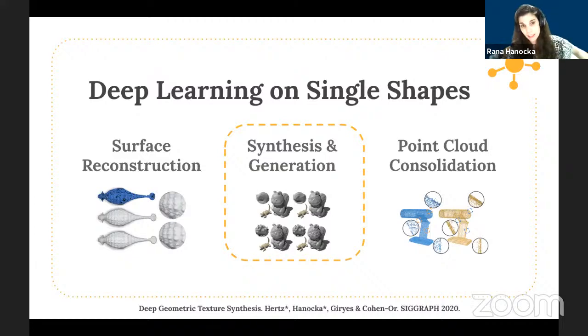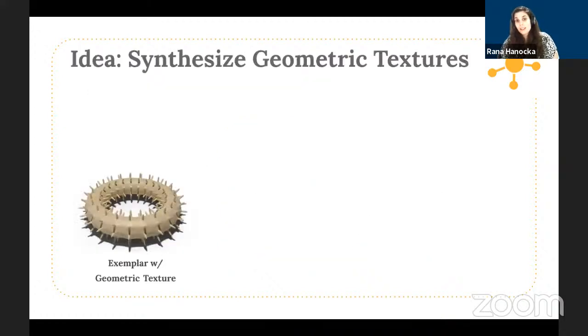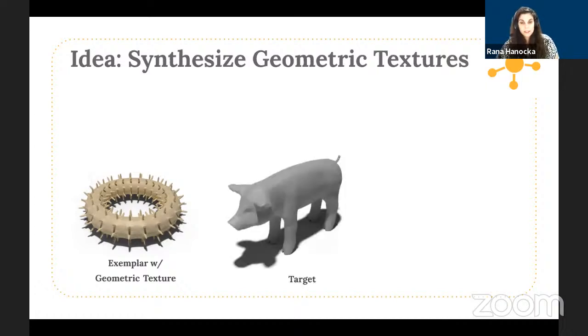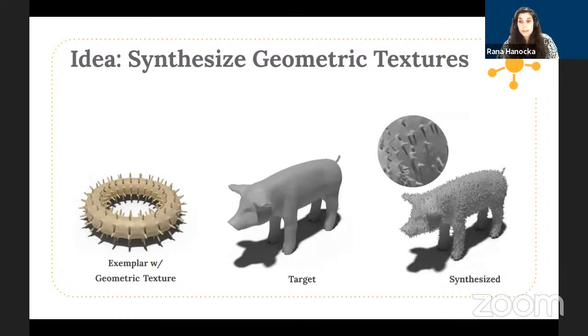The next work I want to talk about deals with synthesizing geometric textures, and this was a work that we also presented in this past SIGGRAPH. The idea is we're given a 3D exemplar which contains some geometric texture, and we would like to train a neural network that can automatically understand and then synthesize the exemplar's geometric texture. So when given a different target shape, we could synthesize the geometric textures from the exemplar over the target shape.